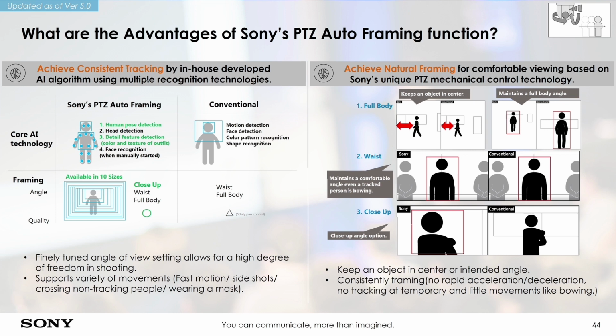it's tough for cameras to keep the intended subject even when crossing other people. But our PTZ auto framing technology recognizes that person consistently and keeps that person even when passing by. And also, the close-up shot is even more difficult for human operators, but the PTZ auto framing realizes a really natural close-up shot.